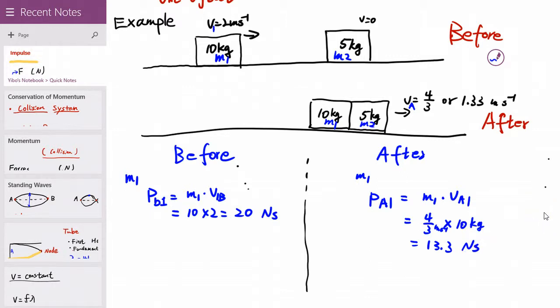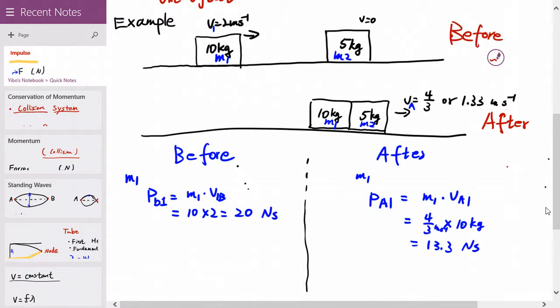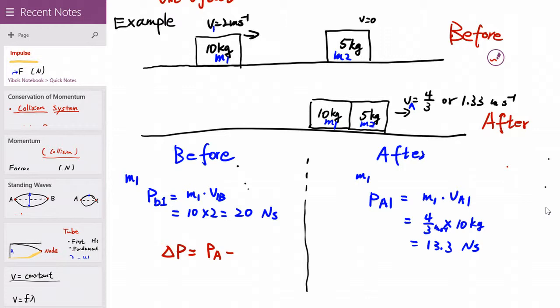Okay. Now, if we're looking at the object, mass 1, object 1 here. Now, the change of momentum will be the momentum after take away the momentum before. The change in something is always something after take away something before. Don't get this confused.